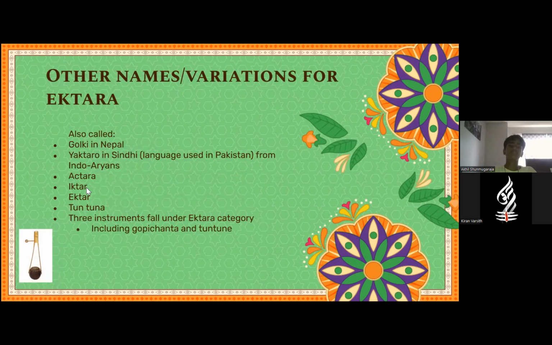So another name or variation for the ektara is, in Nepal, it's called a golki. In Sindhi, which is a language used in Pakistan, it's called yaktaro. And then there are also names such as Aktara, Iktar, Ektar, Tuntuna, and these three instruments all fall under the Ektara category, that being the Ektar itself, the Tuntune, and the Gopi Chanta, which are all instruments that look the same, but they all have very little minor differences in each of them.